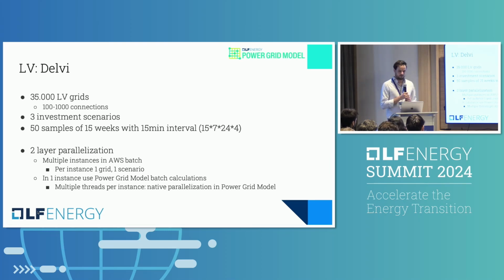So how do they do it? They use 2-layer parallelization. So first of all, they have multiple instances in AWS batch, where per instance they run one grid, one scenario. And then in one instance, they use power grid model batch calculations, where multiple threads per instance use the native parallelization that's available in power grid model. So there's a 2-layer parallelization to speed up the process.